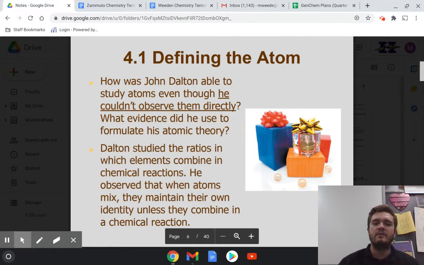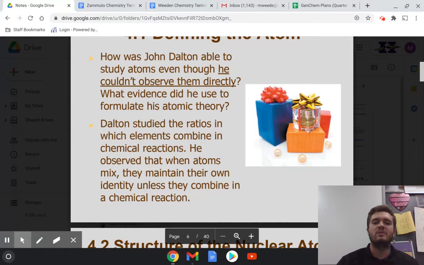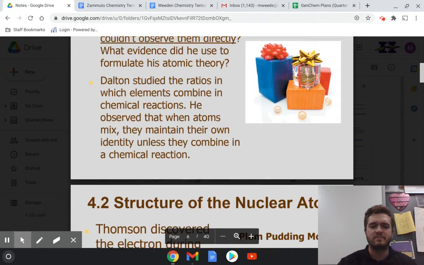And so how he was able to formulate his atomic theory was that he studied ratios in elements combined in chemical reactions. And so what he saw was that when atoms were mixed, they're able to maintain their identity. Well, unless they combined in a chemical reaction. And so he was able to identify the ratio of these atoms coming together, or these elements coming together, to create these different compounds.